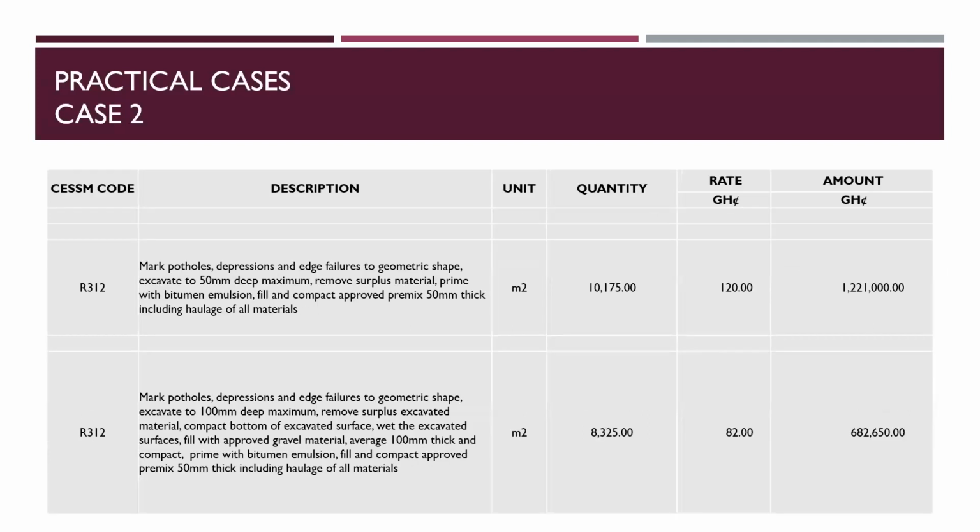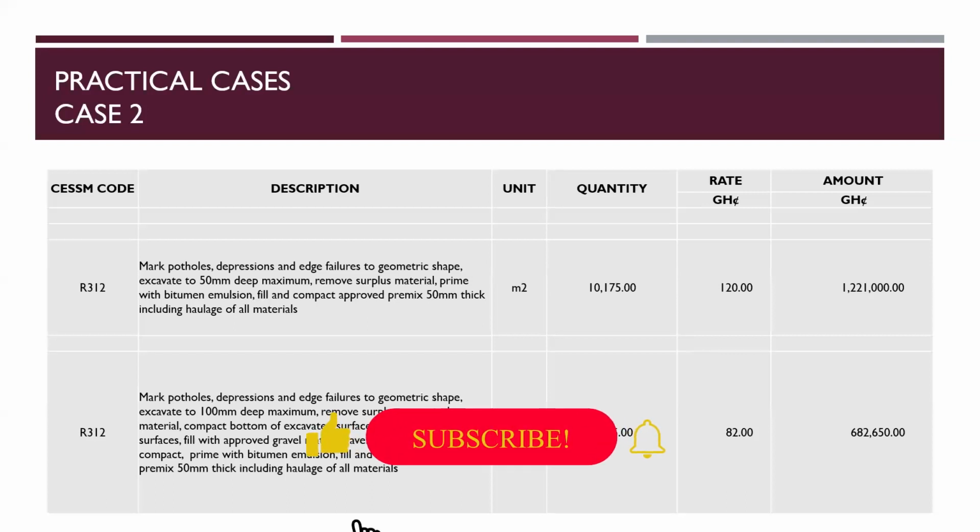If you look at a practical case 2, this is pothole patching. They deliberately did not put the rate, the region, neither did they put the project title, for the purpose of this presentation. The first item talks about cutting the pothole to 50 millimeter deep, removing surplus material, priming the bottom with a bitumen emulsion, then filling with premix 50 millimeter thick. So that is a shallow pothole.